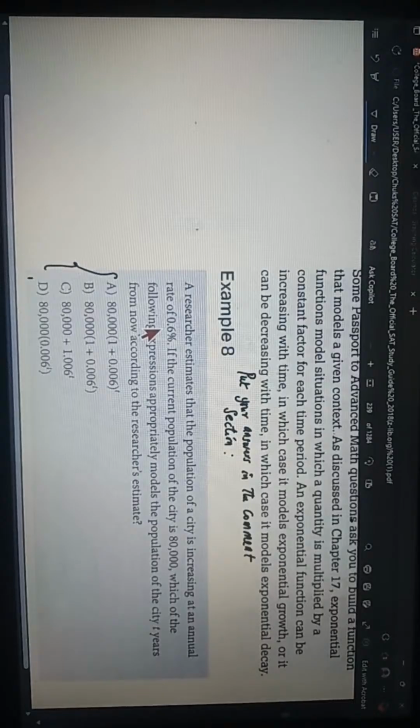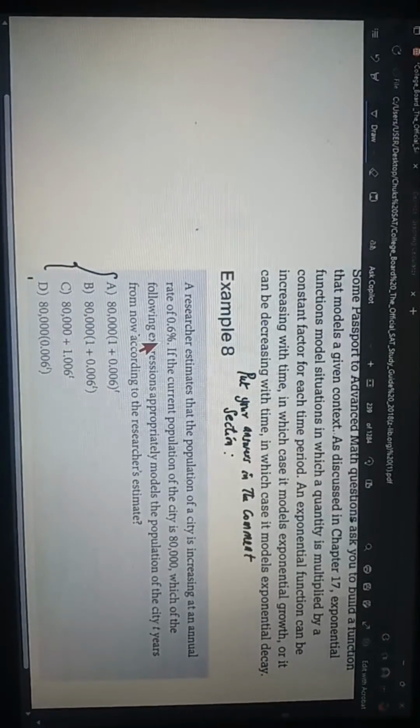So now let's go right into this. It says a researcher estimates that the population of a city is increasing at an annual rate of 0.6%. Let's take a break for a moment and understand what that means. It means that every year the population is increasing by 0.6%, every single year. So that means it's going to be growing exponentially. The increase is an exponential increase. So every single year we're having 0.6% added to the population. That is what it is.